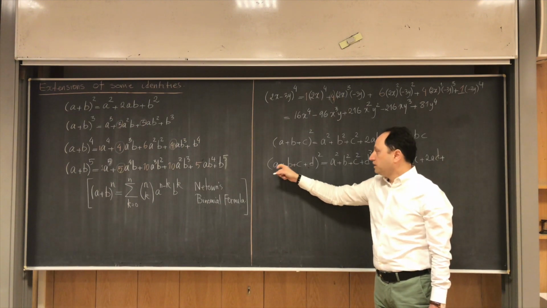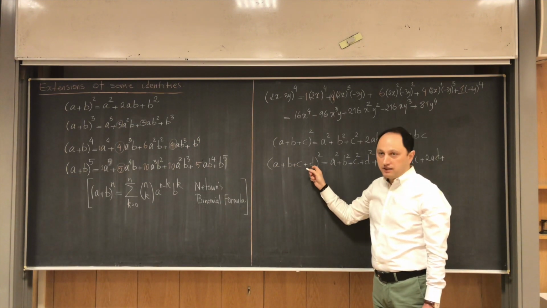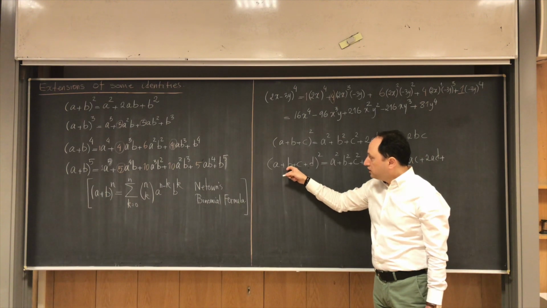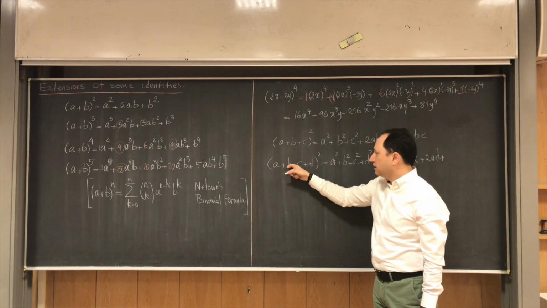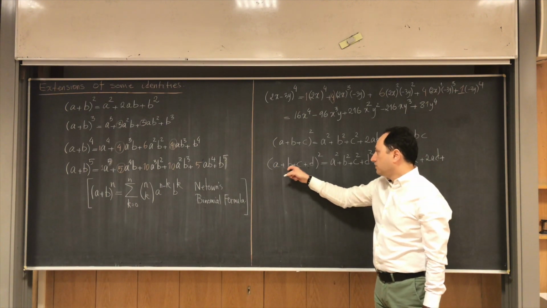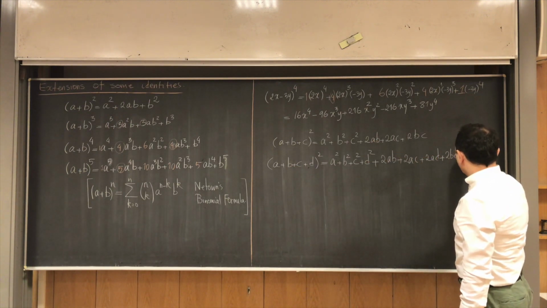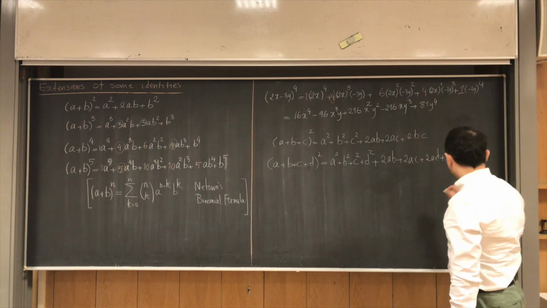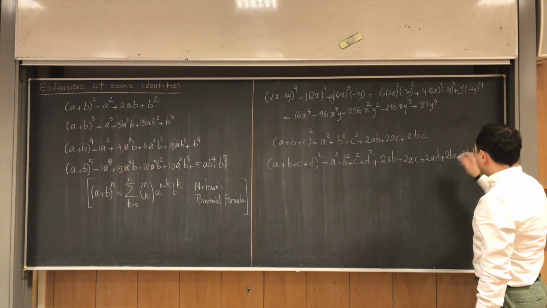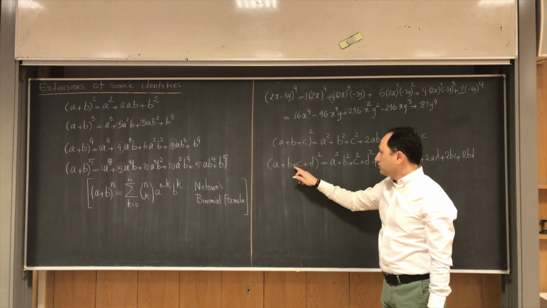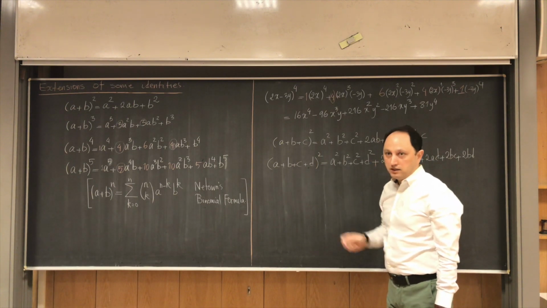I used A with B, I used A with C, I used A with D. Then I go to use B, not with A again, but from here onward. Yes, I write 2 times B times C. I would write 2 times B times D. And now everything is finished with B. I switch to C and I write 2CD. And then I am done.